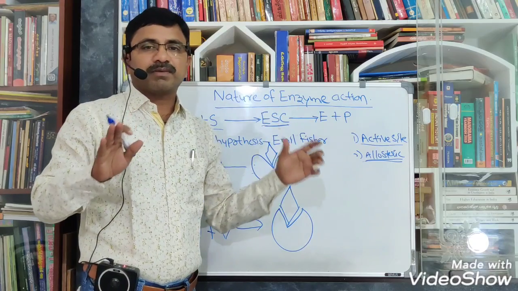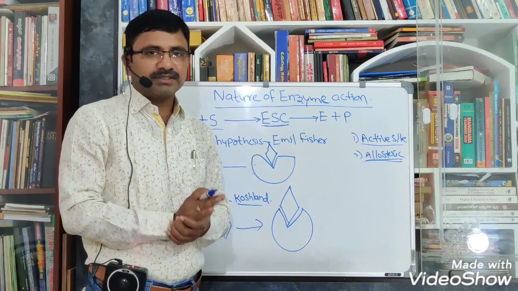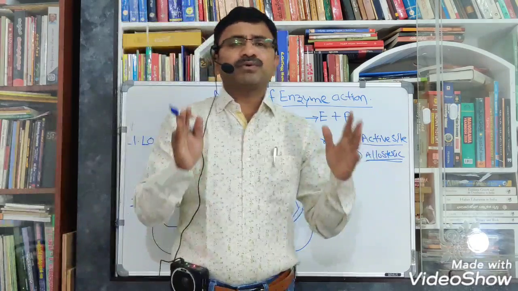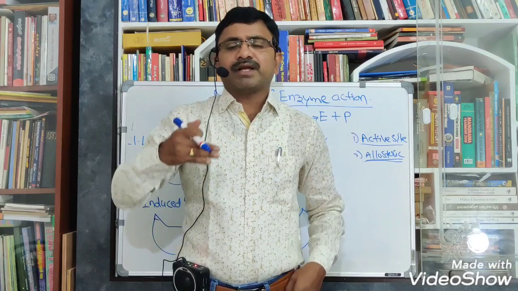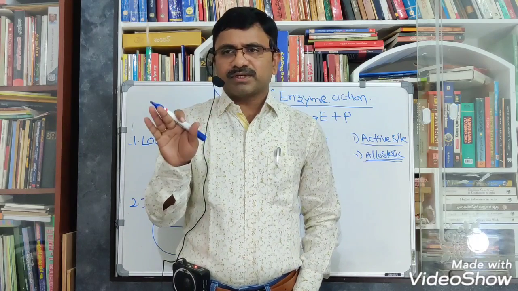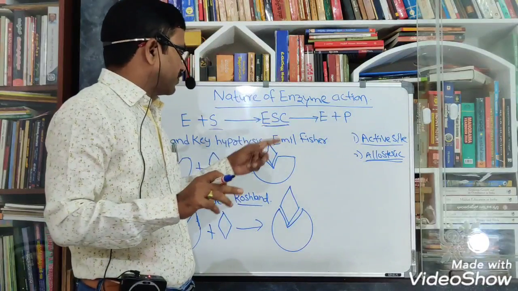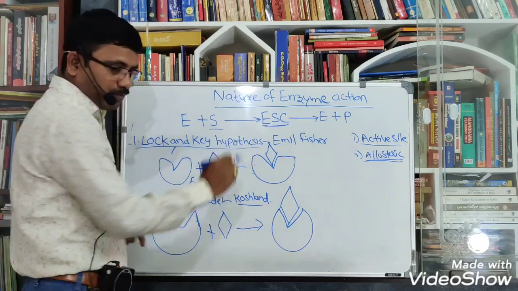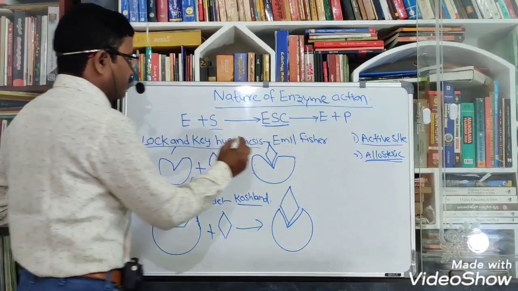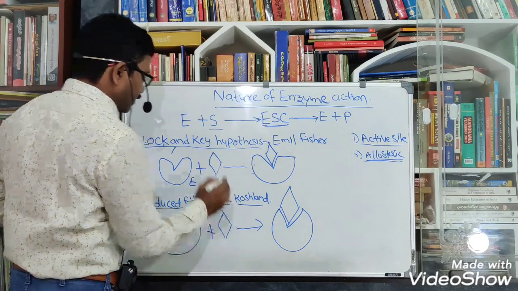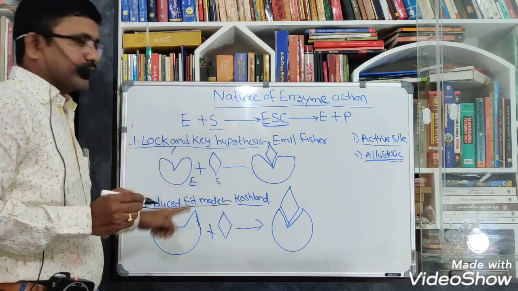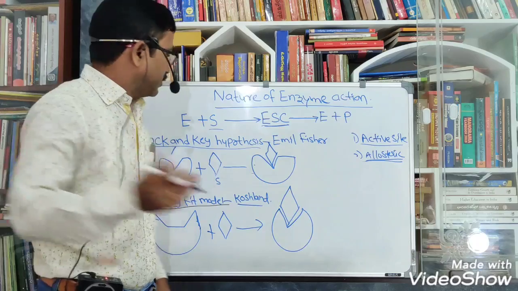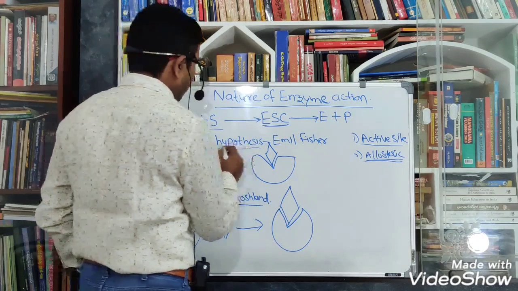The enzyme returns to its normal state, its normal structure. This is the mechanism of enzyme action. Here we have two theories to explain enzyme action: the first one is the Lock-and-Key hypothesis, and the second one is the induced fit model. These two theories explain the nature of the mode of enzyme activity. First, the Lock-and-Key theory or hypothesis.